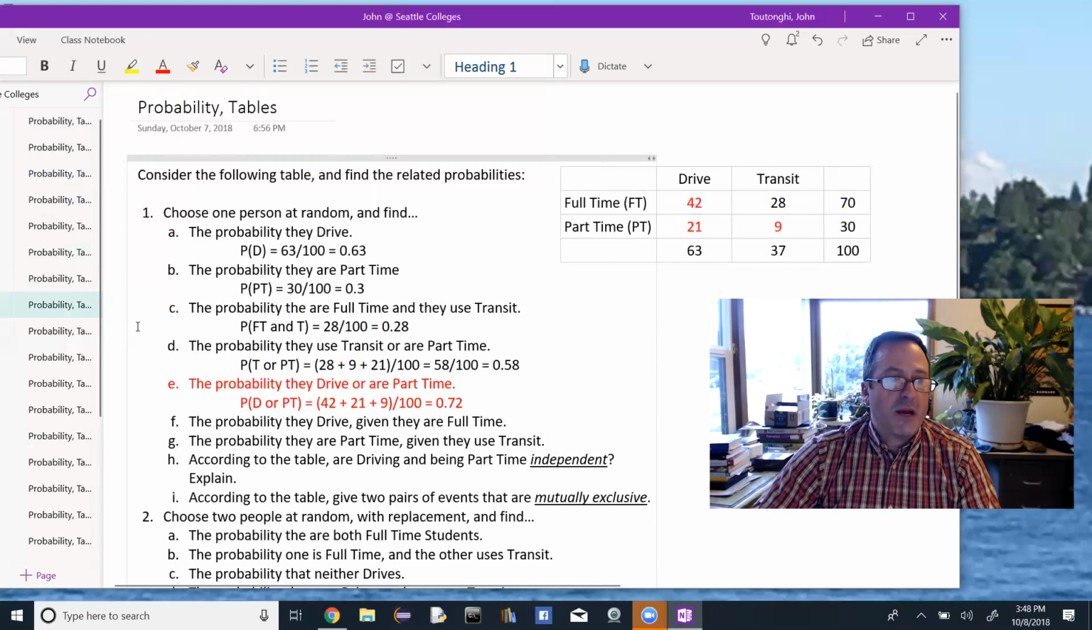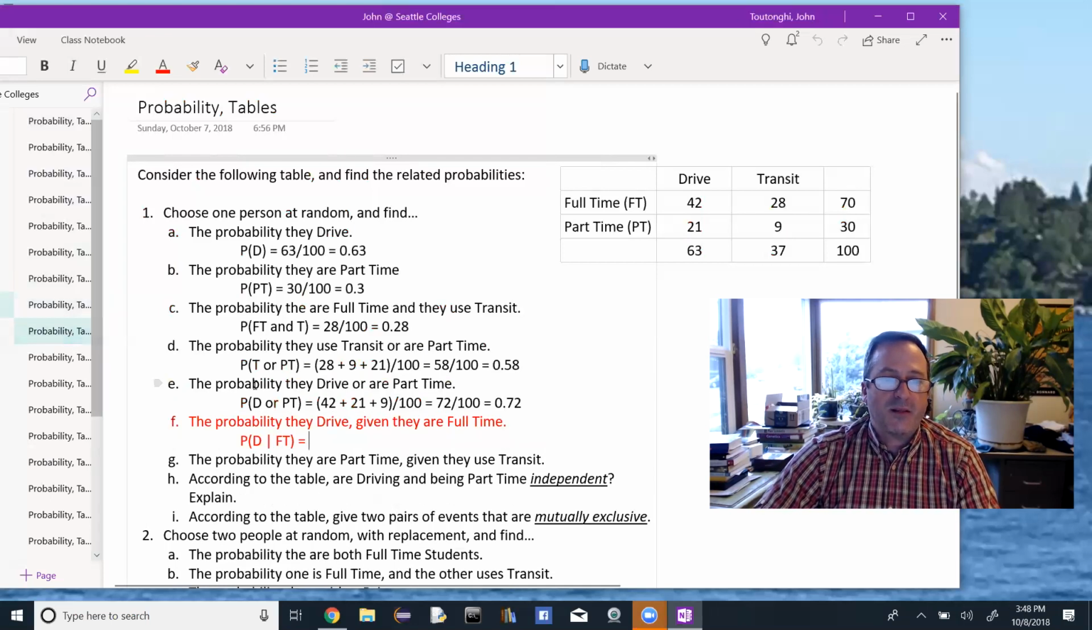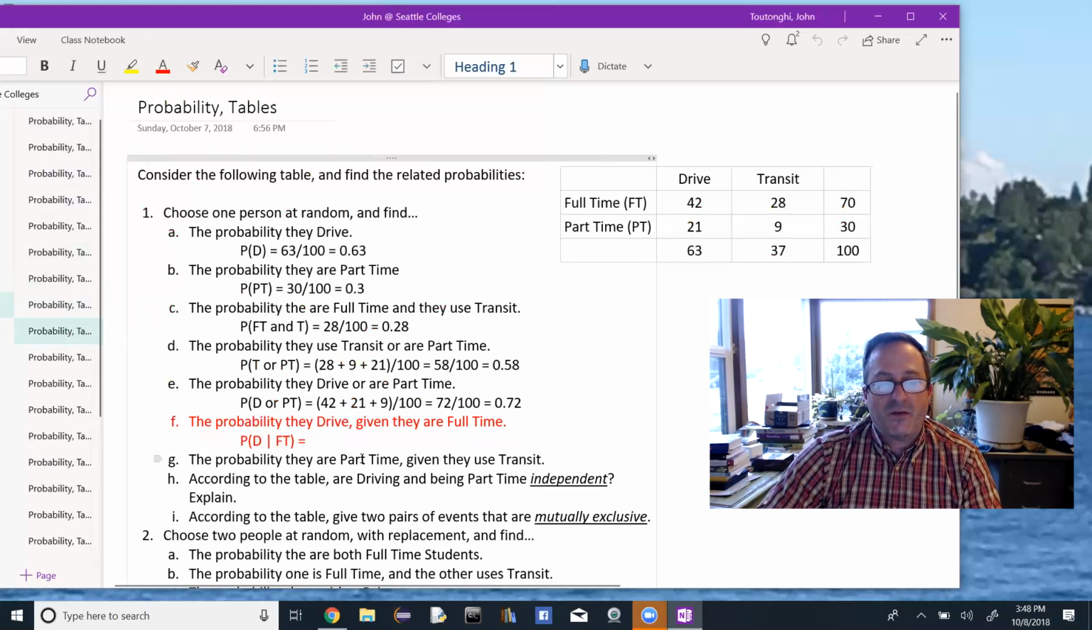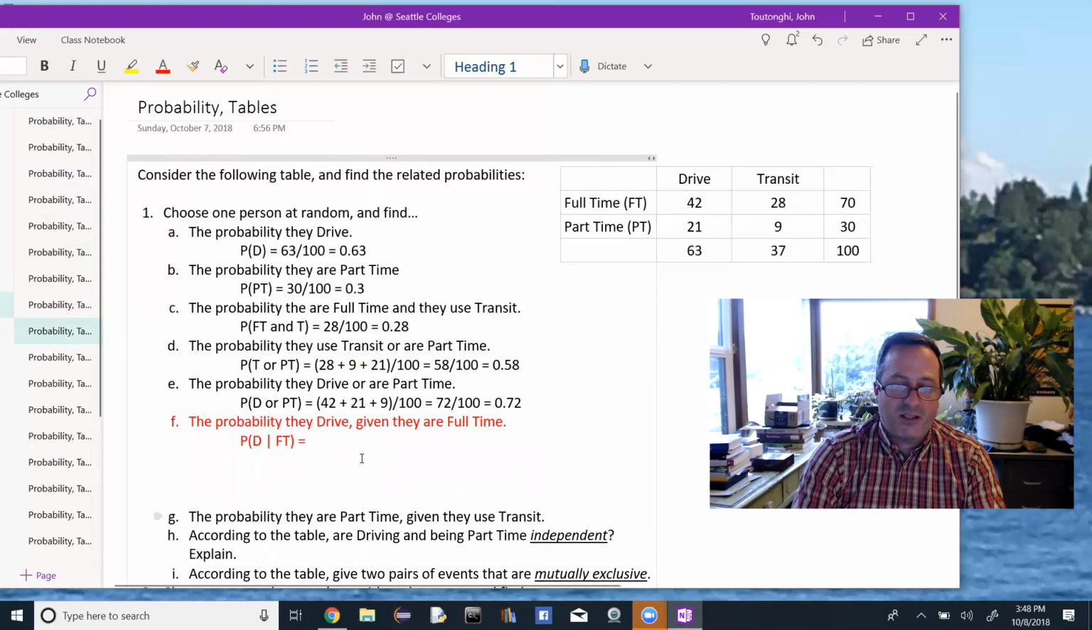Next one's a conditional probability. The probability that they drive given they are full-time. So that looks like this, drive, and then again the vertical bar is given that they are full-time. So now maybe I'll create a little more space here and use my pencil.